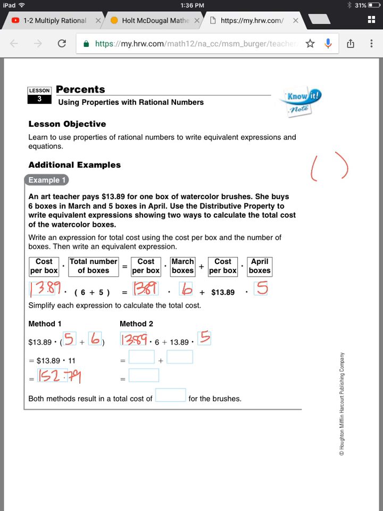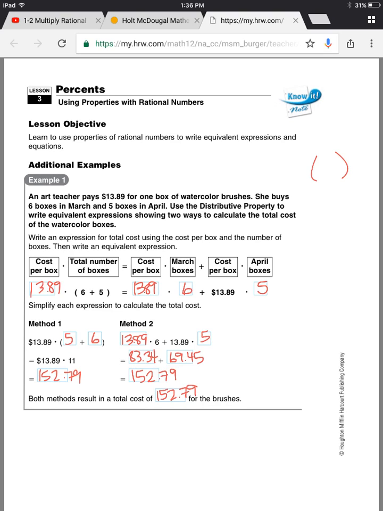5 in April. So we would do the order of operations still, because we have to multiply first from left to right. So $13.89 times 6 is $83.34. $13.89 times 5 is $69.45. And then the order of operations tells us to finally add those together and get $152.79. So you are going to get the same answer no matter how you solve that problem.